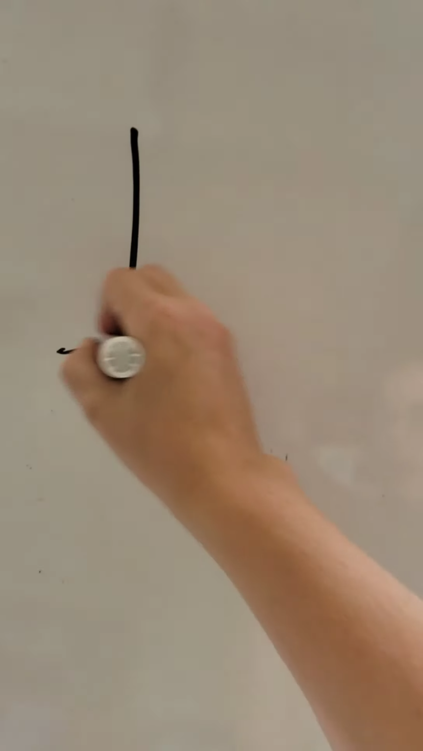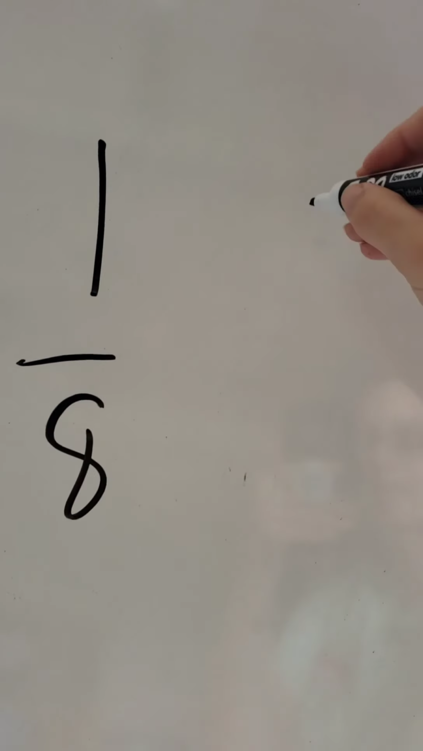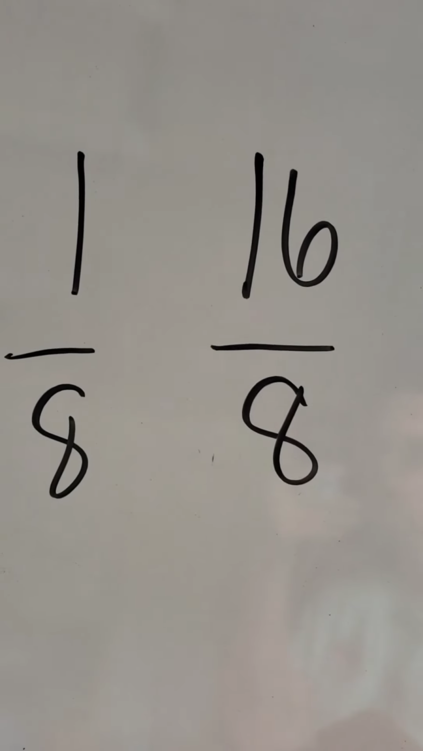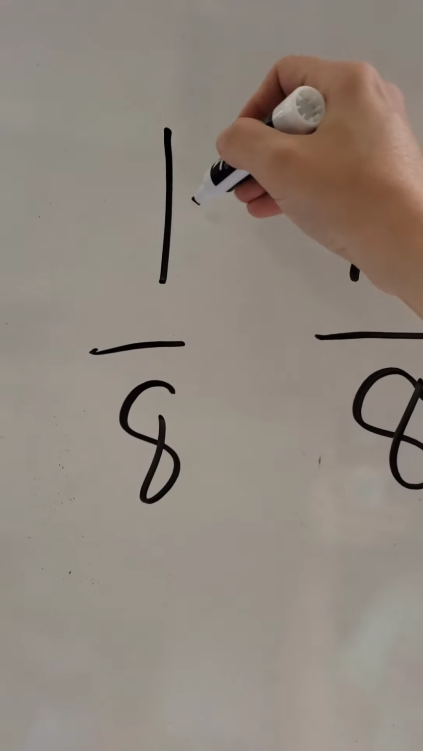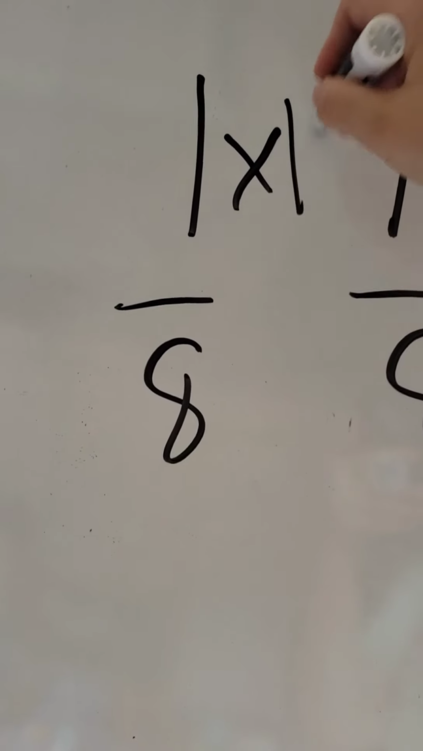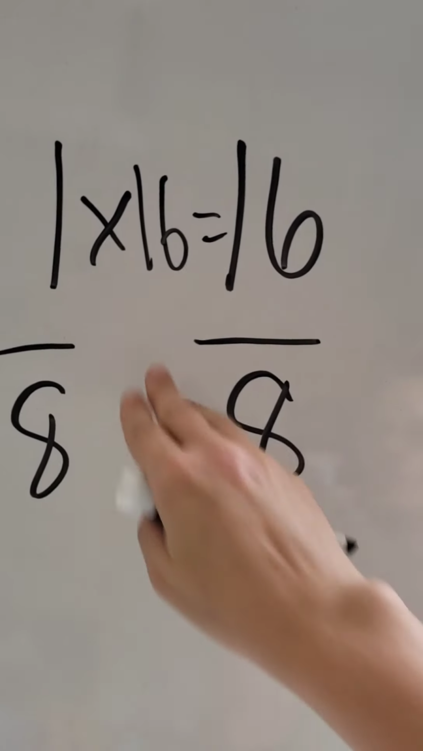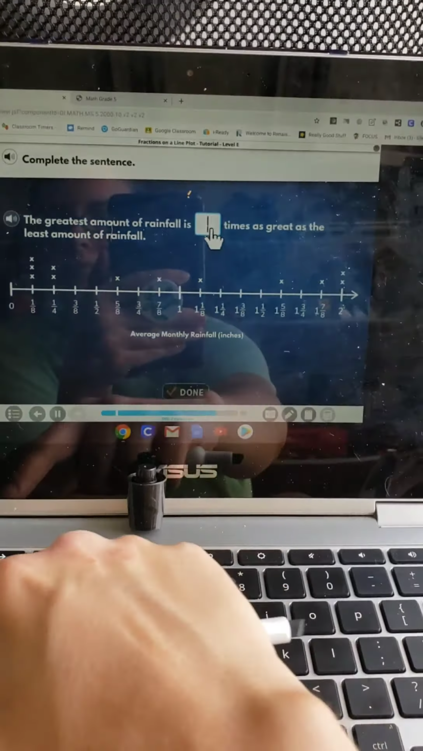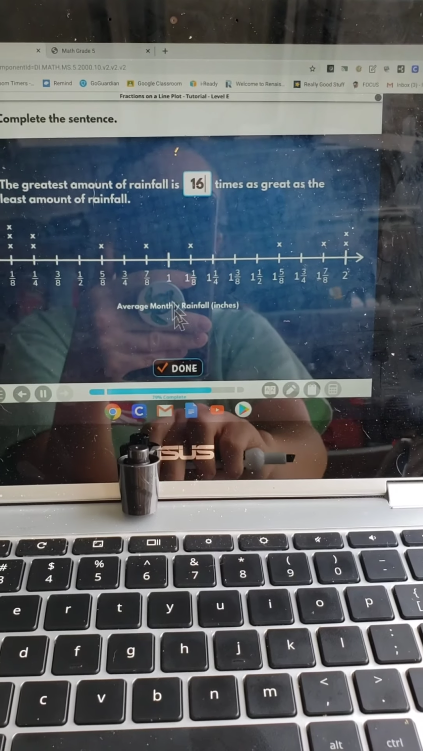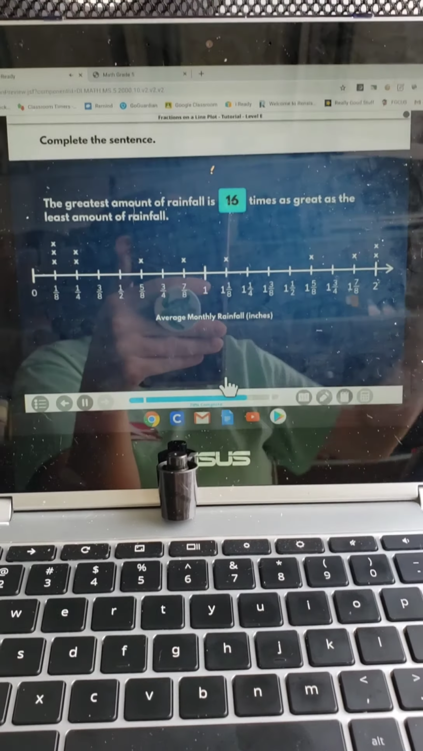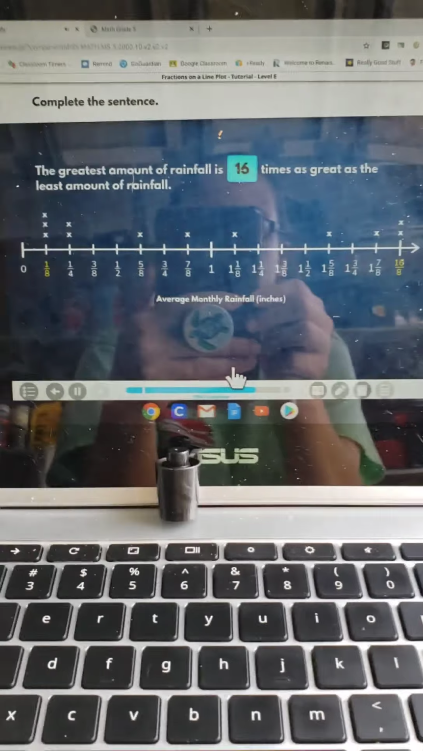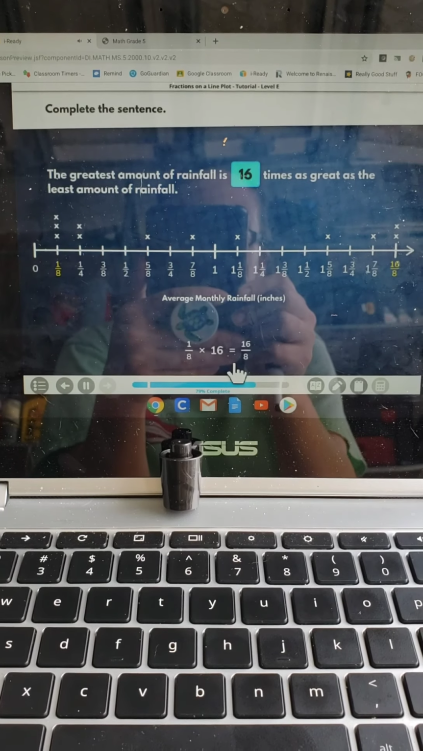Okay, again, our least amount is 1/8. The greatest amount, this was the number we wrote. So to get this to this, it would be 1 times 16 equals 16. So that means it's 16 times as great as the least amount of rainfall. Well, that was totally math-tacular. 2, or 16/8, is 16 times as great as 1/8.